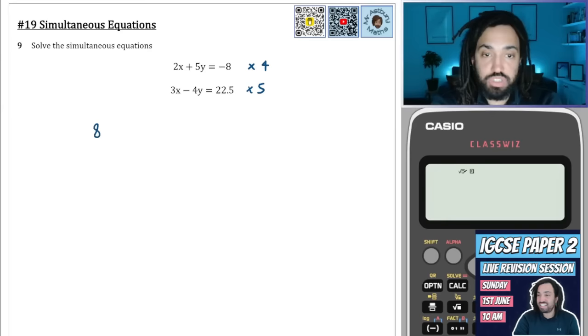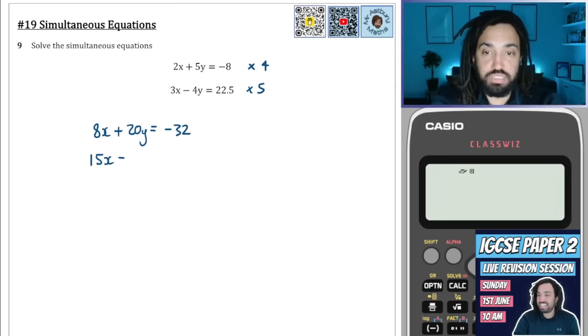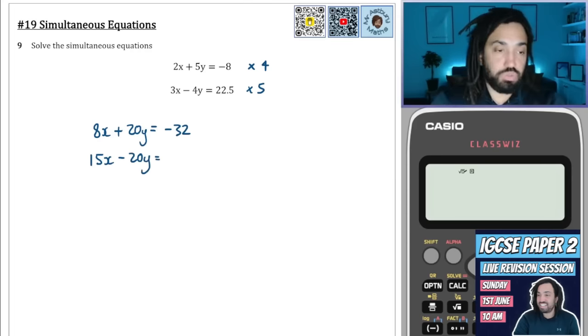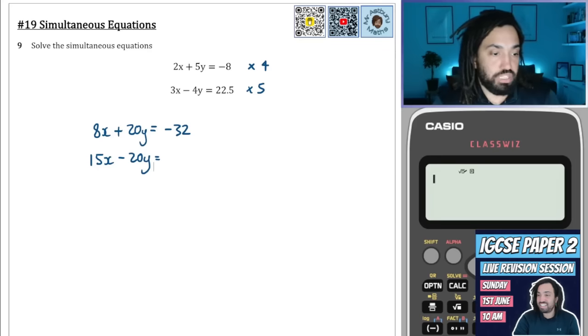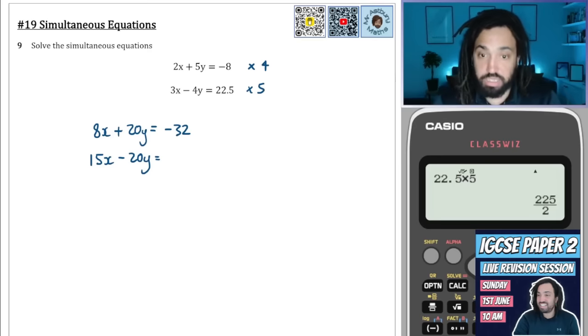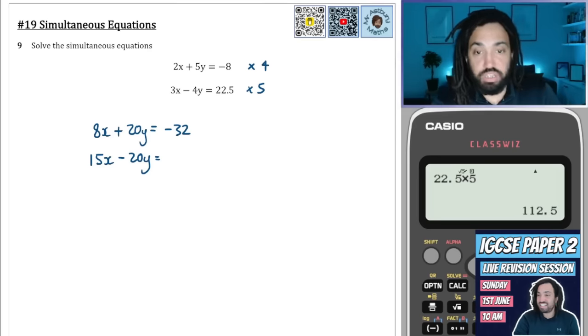So timesing that top equation by 4 will give us 8x plus 20y is equal to minus 32. And the bottom one by 5 will give us 15x minus 20y is equal to, what's that going to be, 112.5? Let's just double check that, because I don't want to make a mistake. So that is 112.5, lovely.